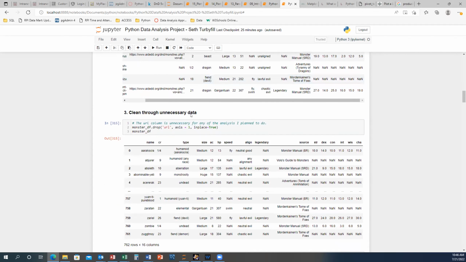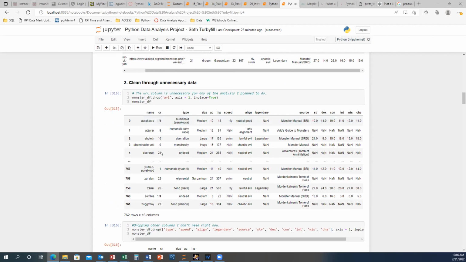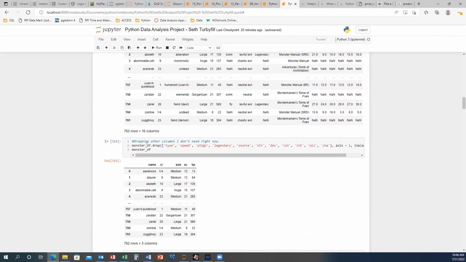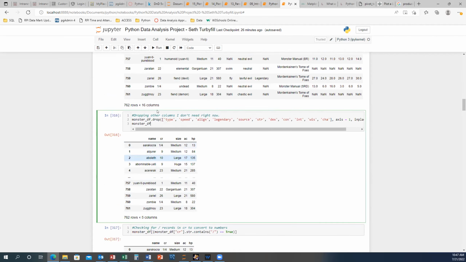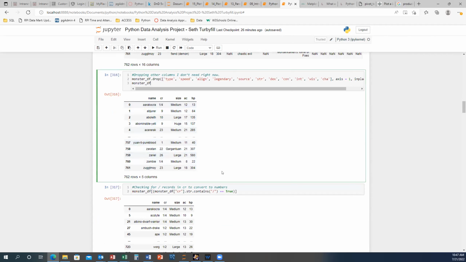So I'm going to clean out the unnecessary data. So here I just deleted the URL column, right? And then here I deleted a bunch of other columns that I don't need until I'm left with this, which is what I'm going to look at below. I'll get to what these things are when I get down to that point.